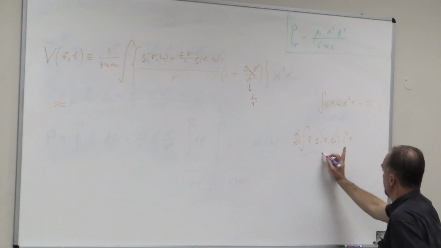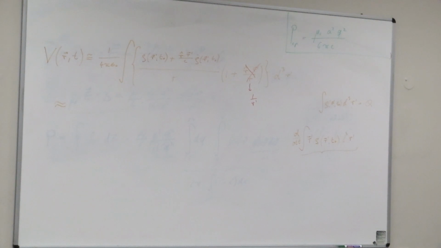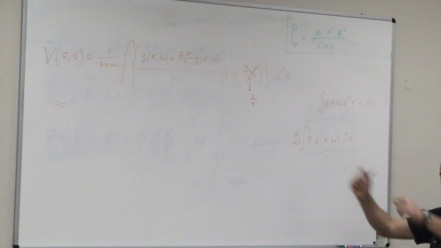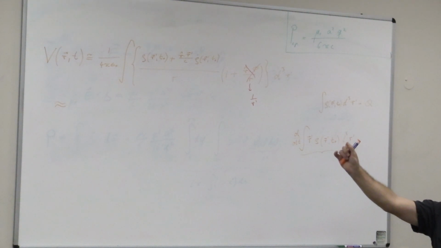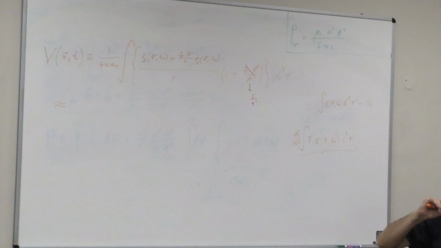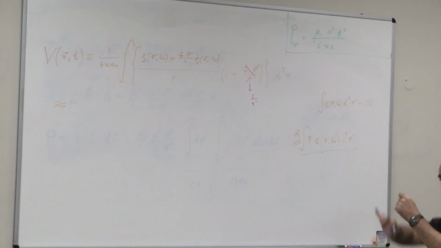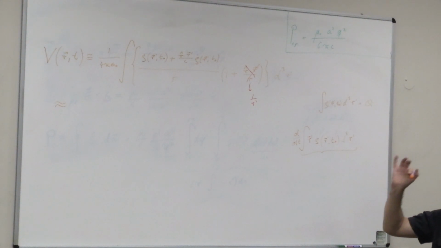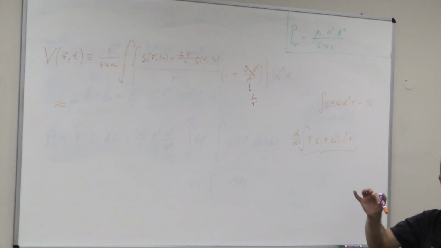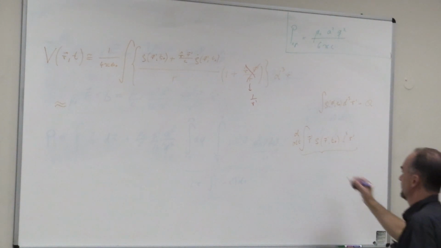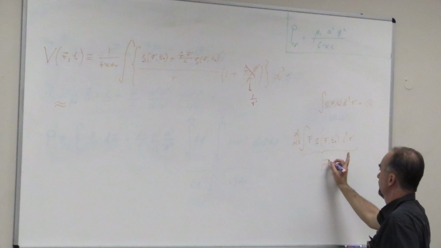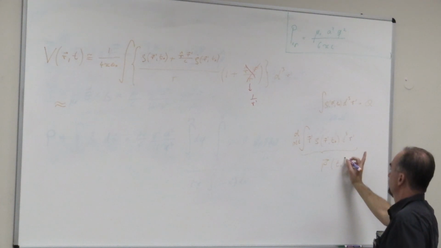But what is this thing here? That's the charge times displacement integrated over your volume. What is charge times displacement? We had that in the dipoles, right? Charge times length of the dipole was the dipole moment, right? That's the definition. So this is our dipole moment p of t.